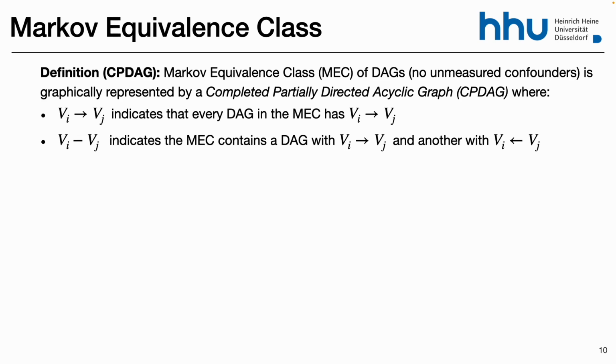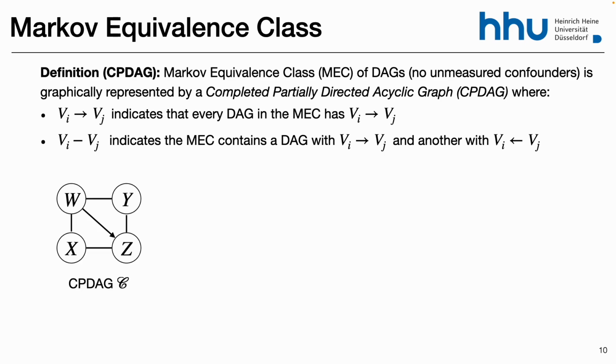So the definition of this object shows only the invariances. If I have an edge from Vi to Vj, then I have the edge in every member of the class. If I have now an undirected edge between Vi and Vj, then this means that the edge can change. I don't know what the direction of it is. It could be anything, and this won't change the class. Okay? So this is an example of a CPDAG.